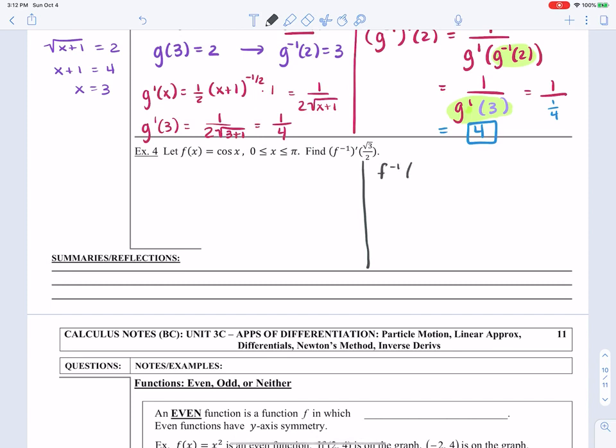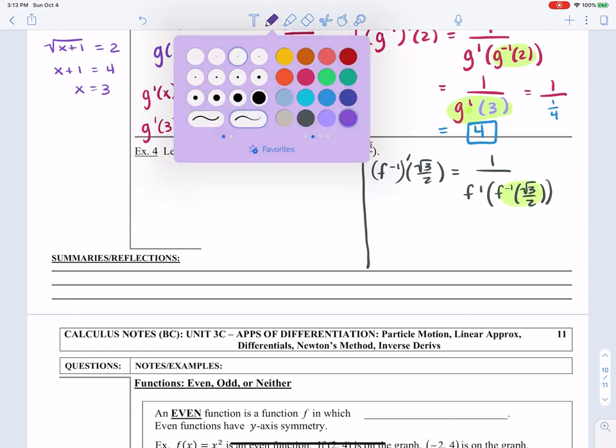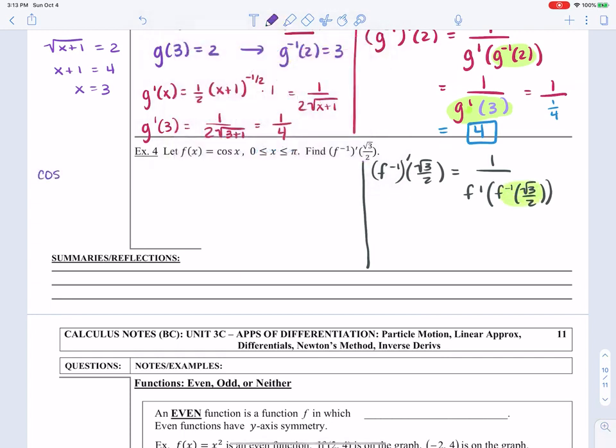I've got f inverse prime of square root of 3 over 2. So we're going to write our formula: 1 over f prime of f inverse of root 3 over 2. So I need to find this first, f inverse of root 3 over 2. So if it's an x value on my inverse, that means it's a y value on the original function. So we're going to go over here and set our function equal to square root of 3 over 2. So we know that cosine of x is equal to root 3 over 2 at pi over 6.